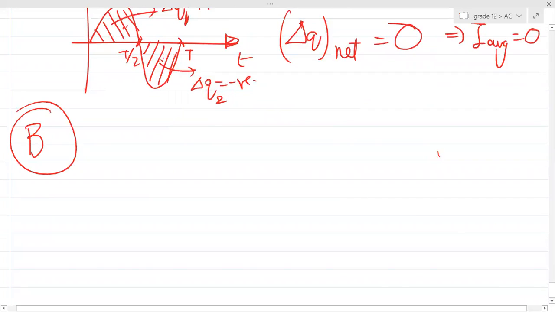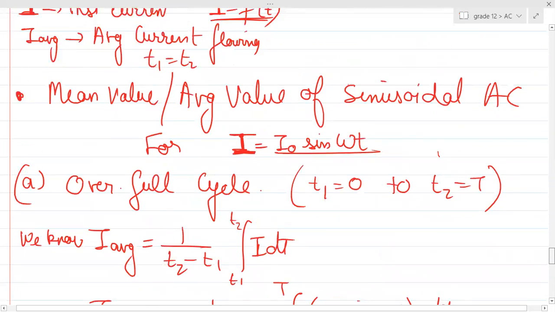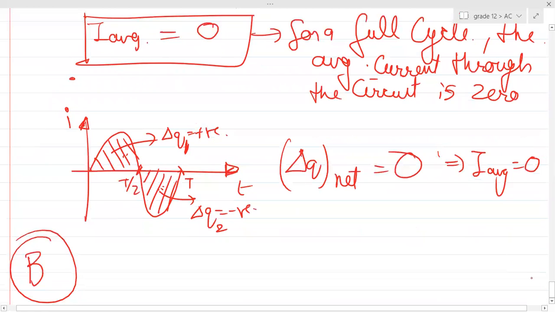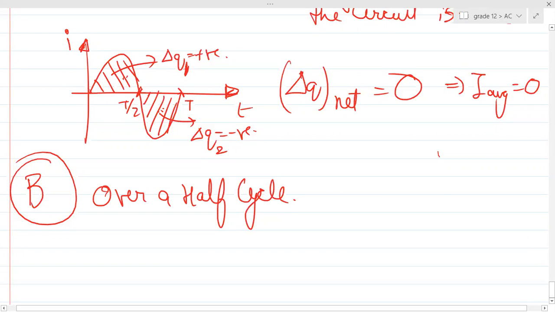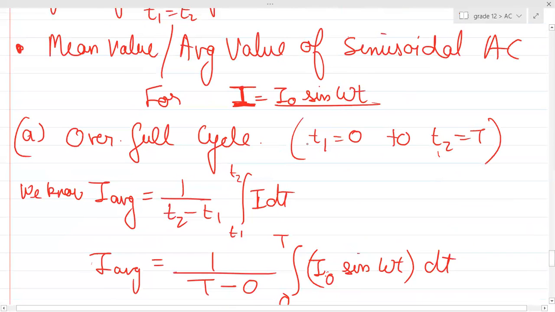The second derivation. Acha, by the way, these derivations are there in your school syllabus, textbook also. So please, karna inko. So if I say over a half a cycle, how will you begin with this particular thing? Whenever this derivation comes up, first you will define what average current is. You will try to define the average current is basically that value of DC current for which the same charge flows in the same time in both the cases, right? Yes or no? So you'll first define the value of average current, and then you'll start with the derivation.